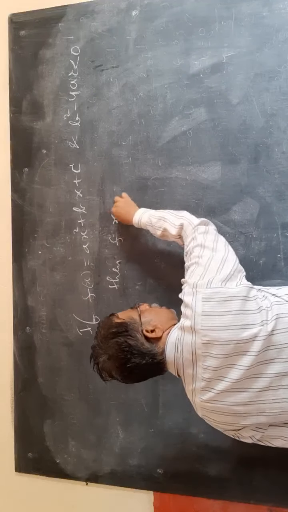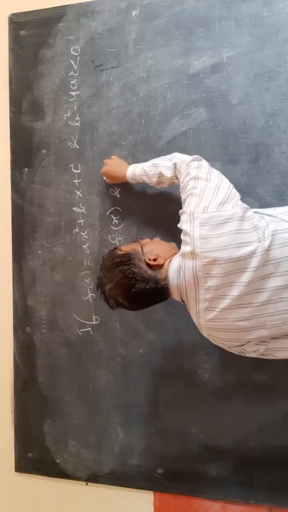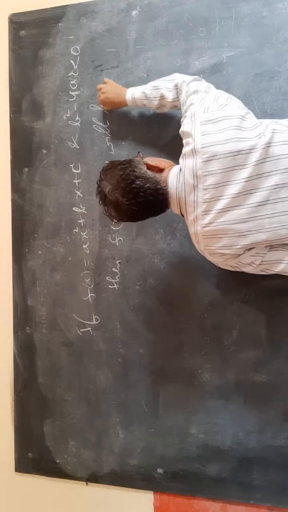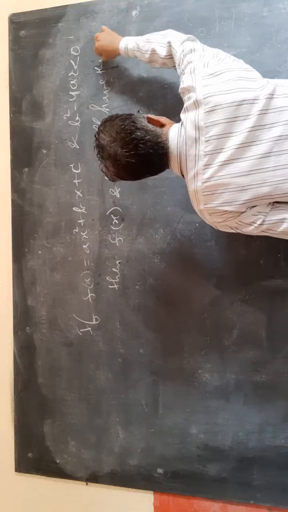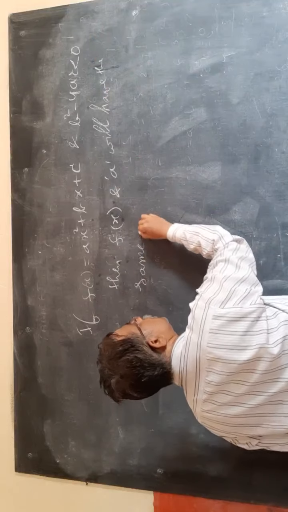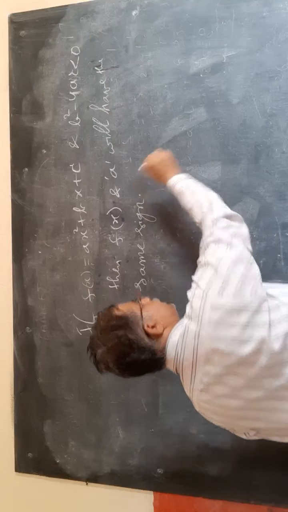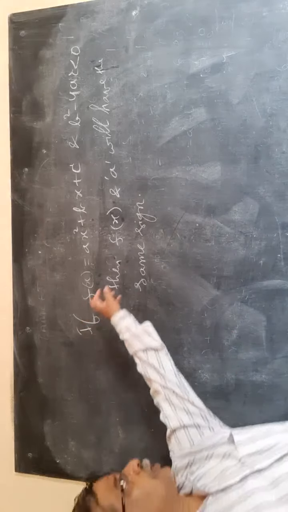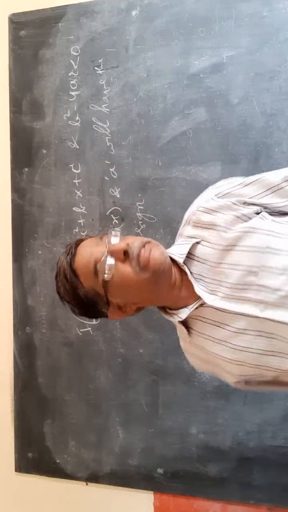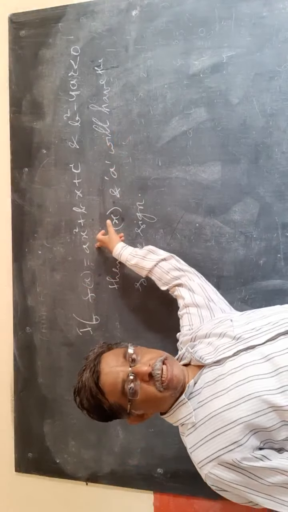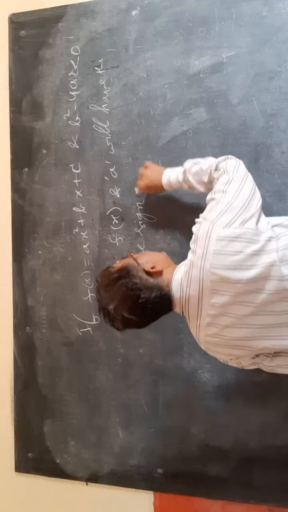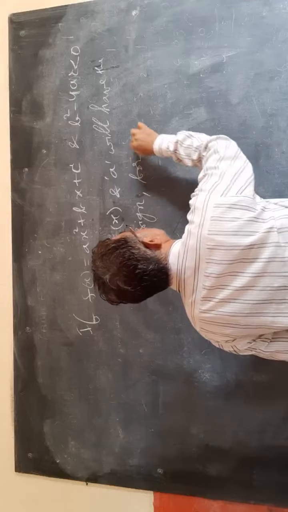f of x and a will have the same sign. If f of x is a quadratic expression ax square plus bx plus c and b square minus 4ac is less than 0, then f of x and a will have the same sign for every x belongs to R.